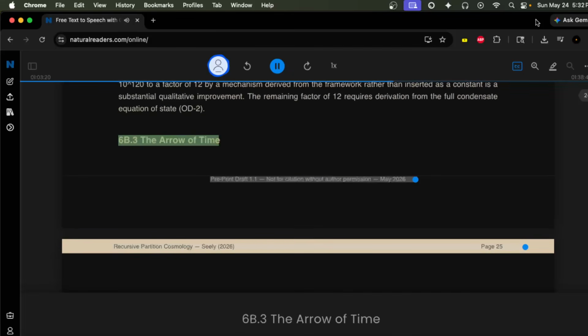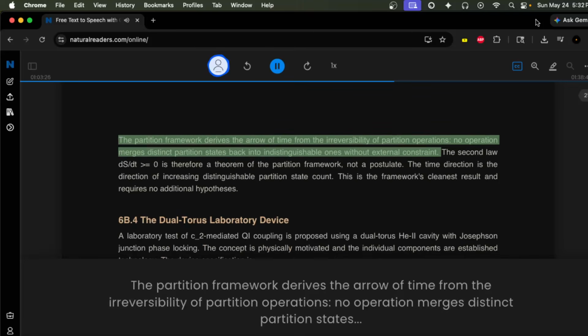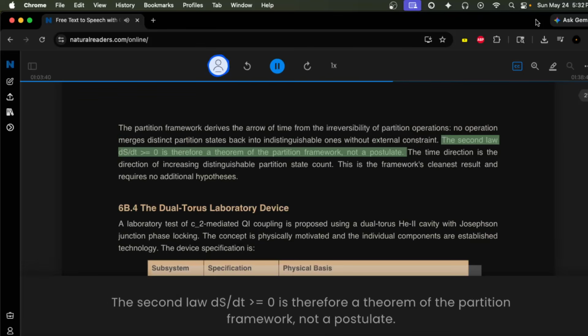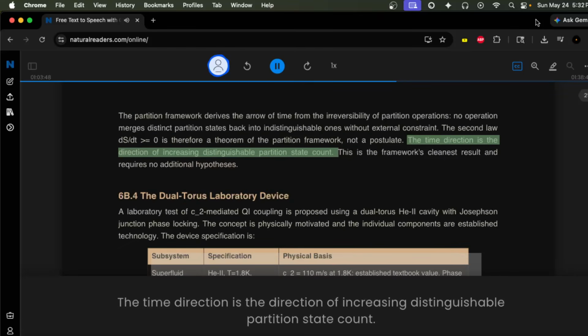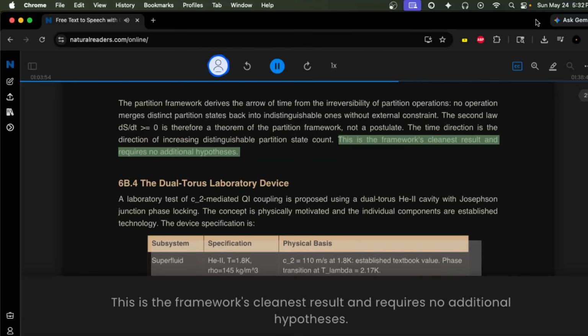6B.3 The arrow of time. The partition framework derives the arrow of time from the irreversibility of partition operations. No operation merges distinct partition states back into indistinguishable ones without external constraint. The second law, dS/dt greater than or equal to 0, is therefore a theorem of the partition framework, not a postulate. The time direction is the direction of increasing distinguishable partition state count. This is the framework's cleanest result and requires no additional hypotheses.